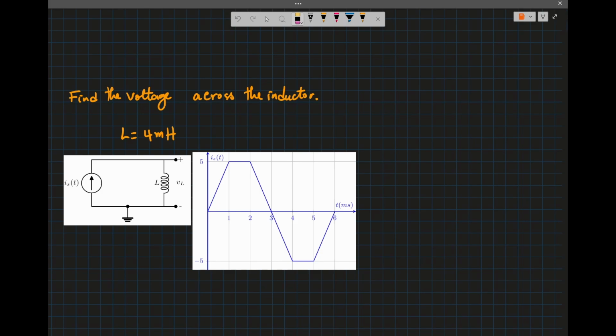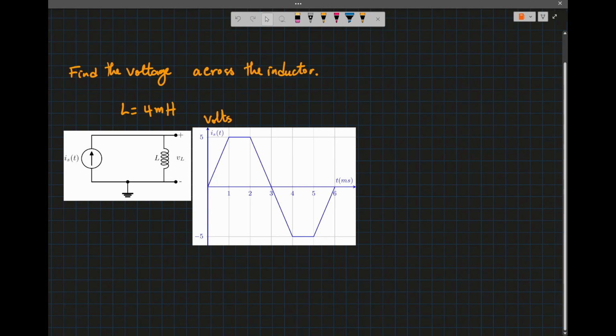So when the current is a piecewise function, what is the voltage? The amplitude there is 5 amps. So what we wanted to do is to find the voltage, and the unit is volt.